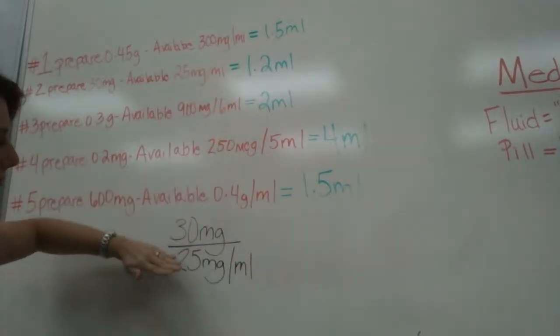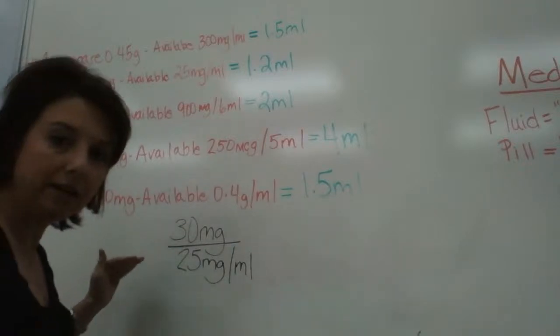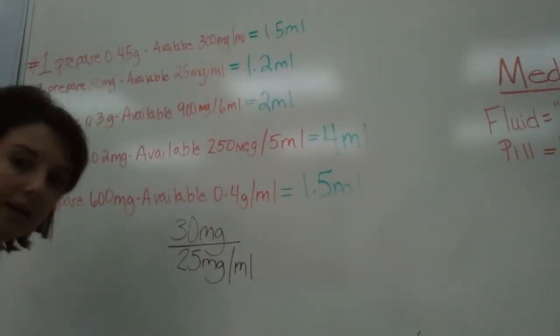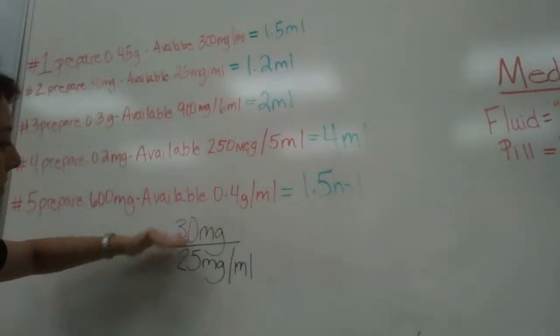All right, so number 2, we want 30 milligrams. So what we want is 30 milligram. What we have, we're going to divide it. We have 25 milligrams per meal. Okay, so this should be a fairly easy one because both of these are milligrams, right? So we're going to divide.